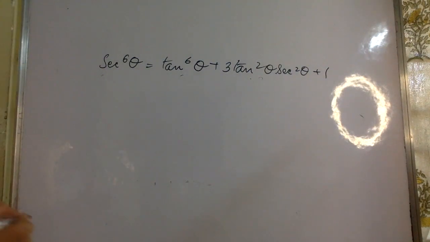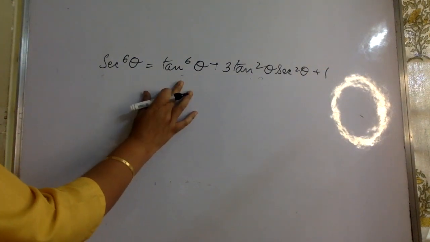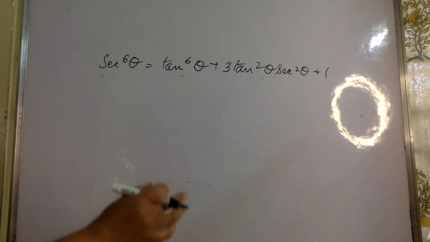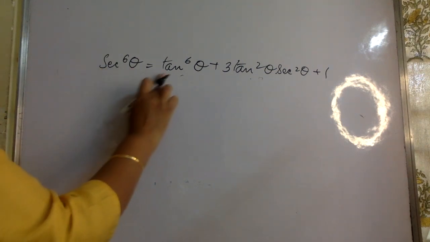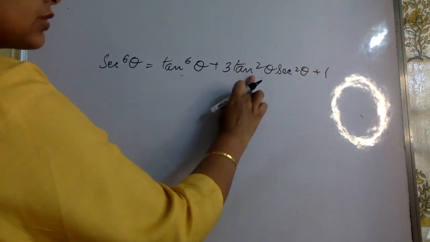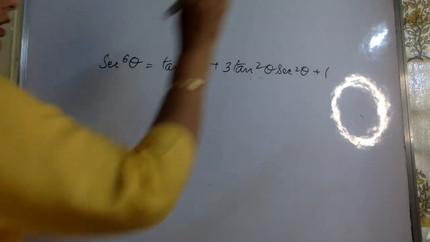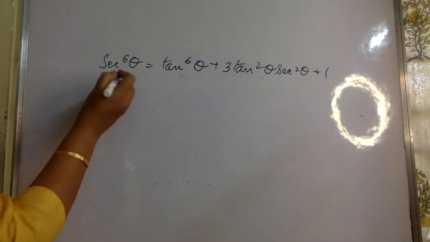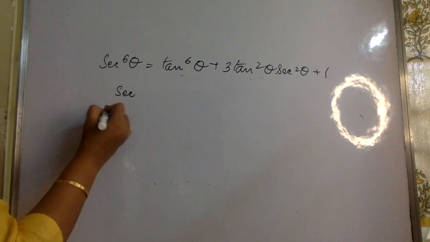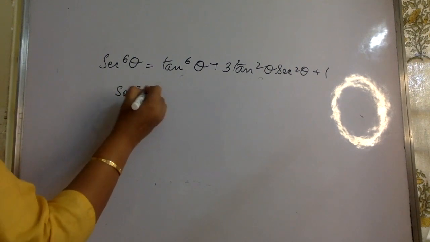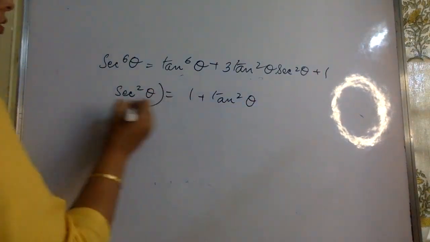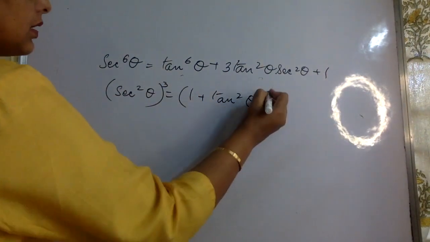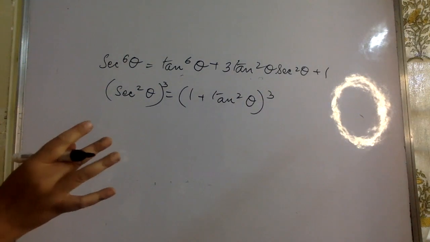Now this is our next question: prove that tan to the power 6 theta plus 3 tan square theta sec square theta plus 1 is equal to sec to the power 6 theta. How do we prove it? Here, simply we are going to take sec square theta is 1 plus tan square theta. Now we are going to cube both sides.